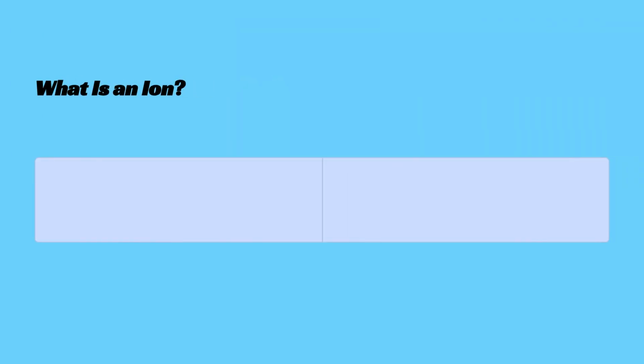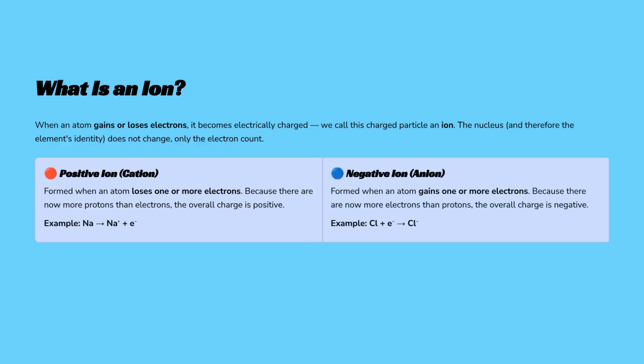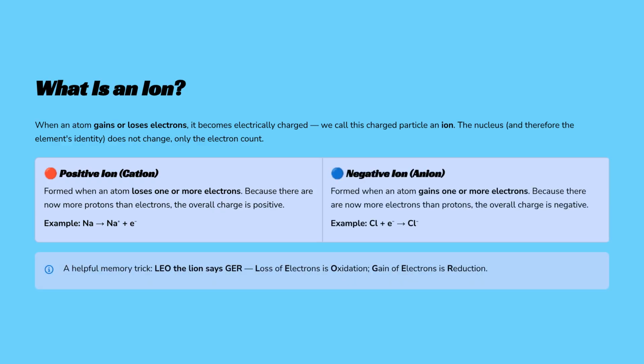An ion is an electrically charged particle formed when an atom gains or loses electrons. Positive ions, or cations, form when electrons are lost. Negative ions, or anions, form when electrons are gained. Remember, Leo the Lion says GER. Loss of electrons is oxidation, gain of electrons is reduction.